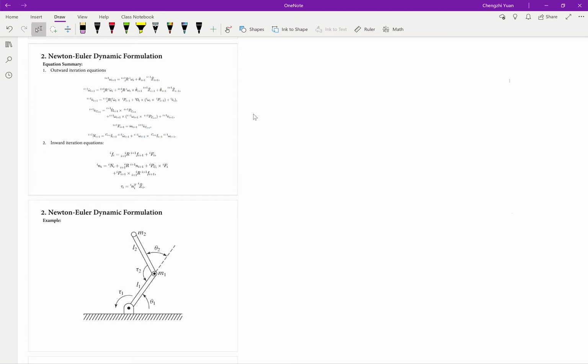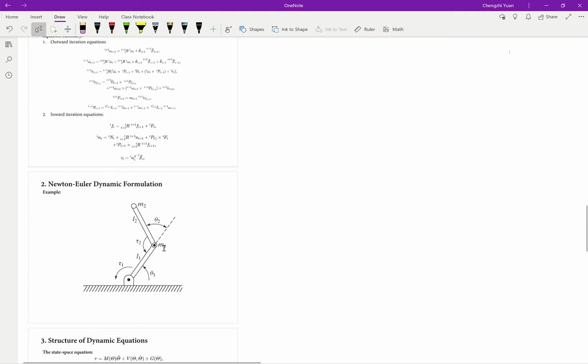Okay, then let's use an example to show how we can establish the dynamics of the given robot manipulators by following the two-step procedure of the Newton-Euler dynamics formulation method. In this example, we are going to consider a two-link robot manipulator, and let's assume the effects of gravity.